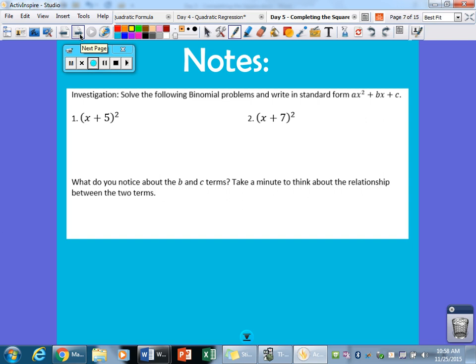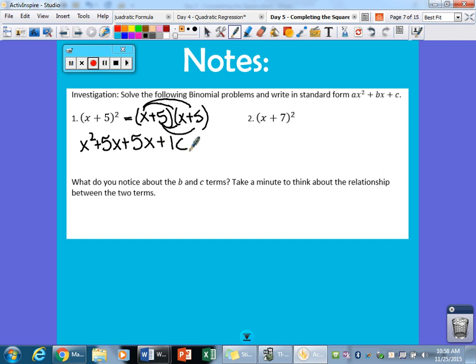Here's our first part, an investigation. It says, solve the following binomial problems and write in standard form ax squared plus bx plus c. We've done this already. So remember, when you have the quantity x plus 5 squared, it just becomes x plus 5 times x plus 5. Use whatever method you like. So we have x squared plus 5x plus 5x, plus 25. Simplify, I have x squared plus 10x plus 25 as my final answer.